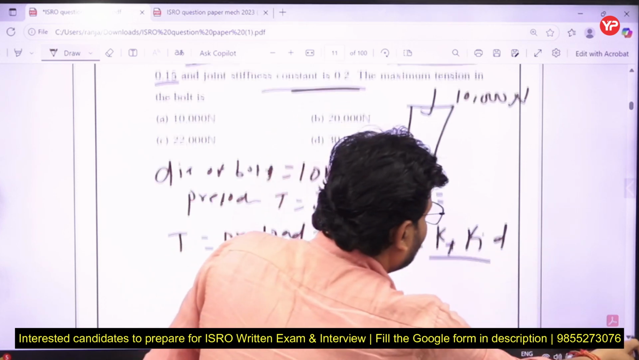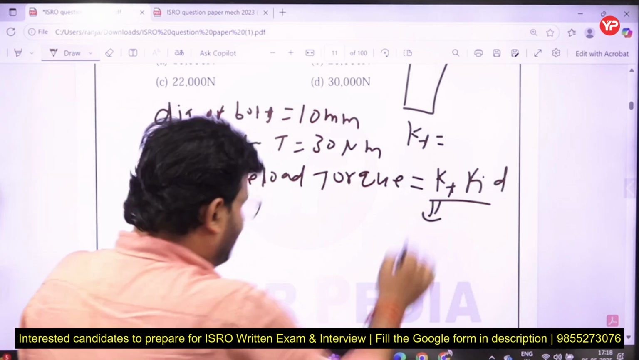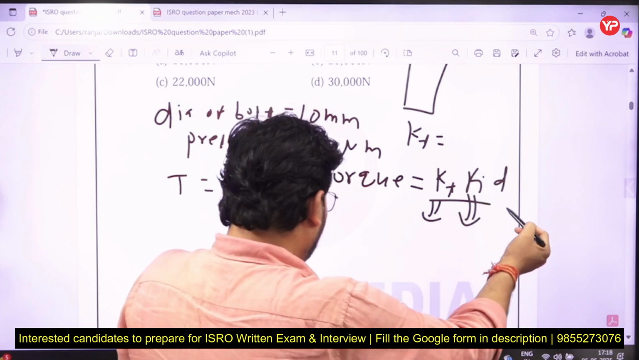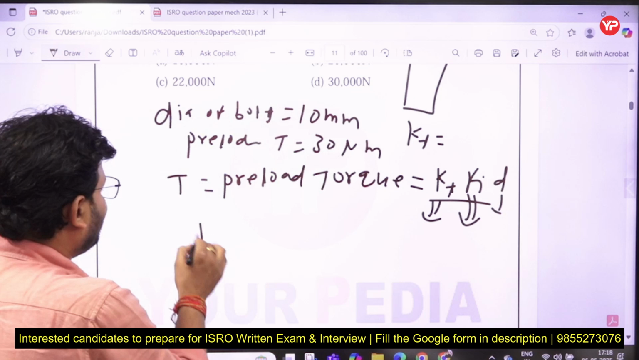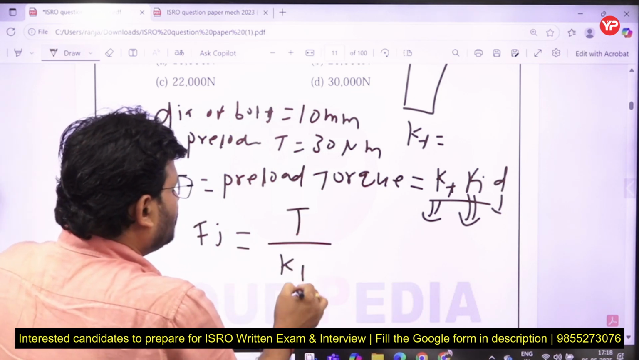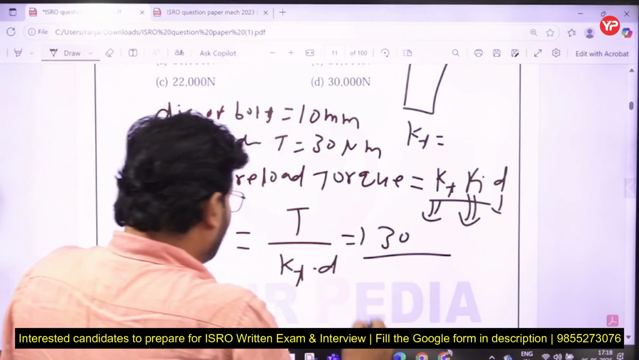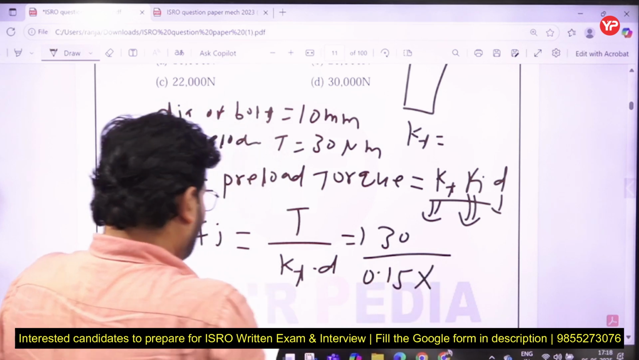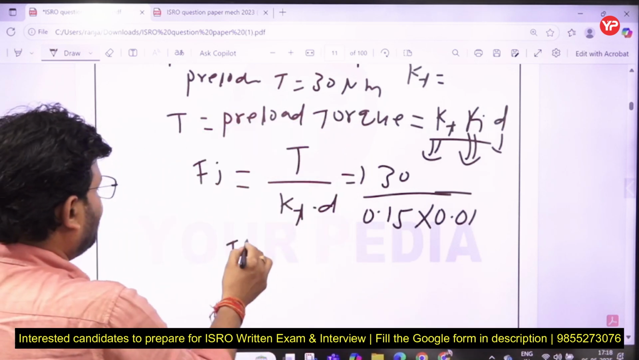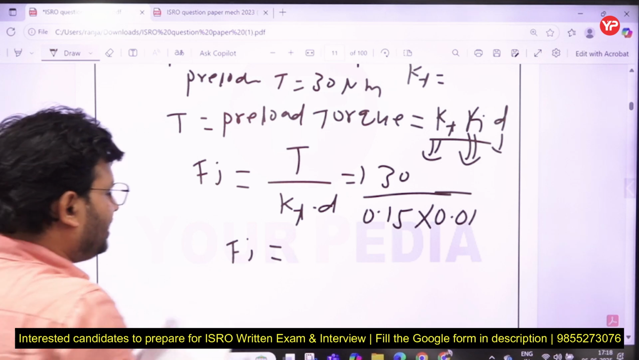What is KT here? Anybody can tell me? KT is the torque coefficient. Fi is the initial preload force, and D we can say is the nominal diameter. From there, can you calculate Fi? In the question, the preload torque is known, so Fi equals T upon KT into D. In the question, everything is known. Torque is given as 30, KT is given as 0.15, and D is given as 0.01. By solving that, we will get Fi. Fi is called the initial preload. It is coming out to be, I think, 20,000 Newton.